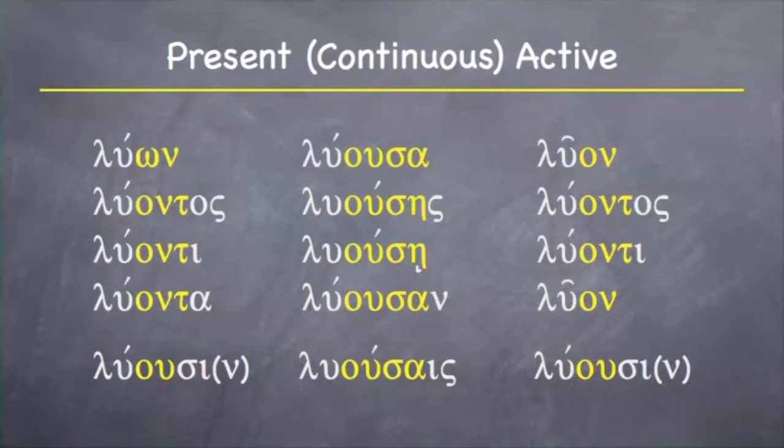Okay, let's go back and look at the feminine. Well, as I said, when nu tau is your participle morpheme, it's going to be a 3-1-3 adjective form.